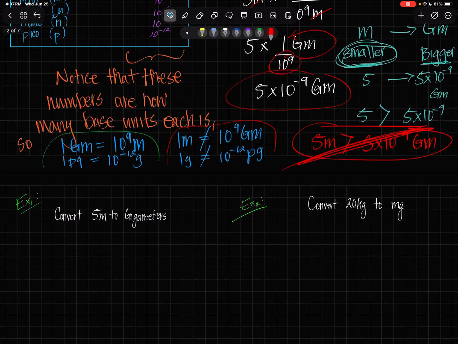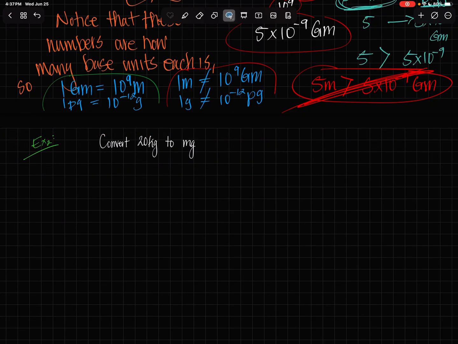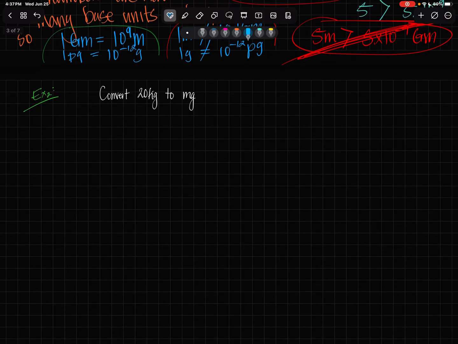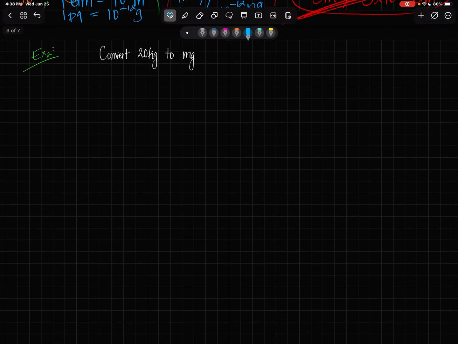So let's move on to another question. Let me move this over because we already did that one. And this one is convert 20 kilograms to megagrams. We're also going to check this. So let's go ahead and jump into that conversion. Let's use a different color. Okay. You're going to take your 20 kilograms. You're going to write it first. And sometimes you have to do this in multiple steps.